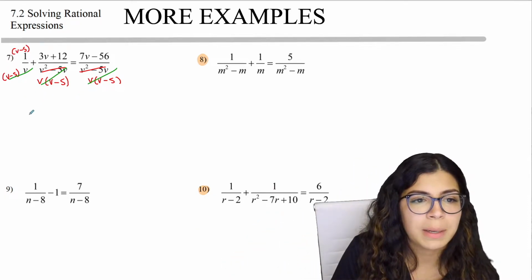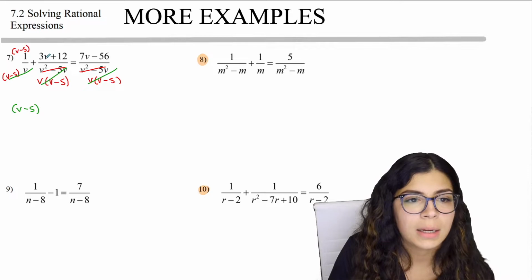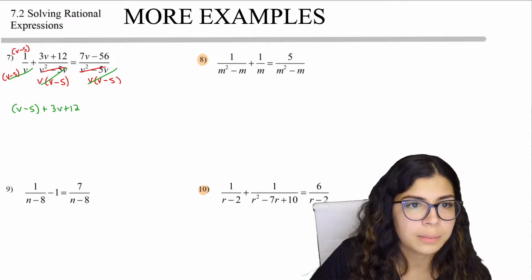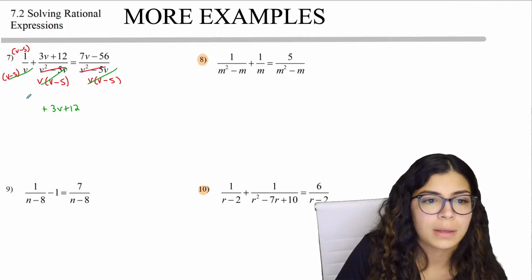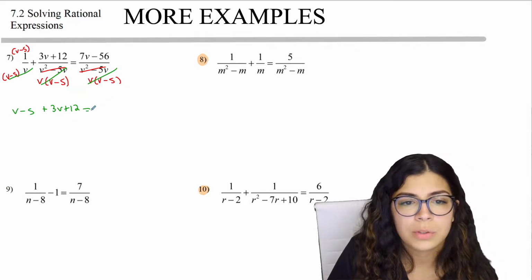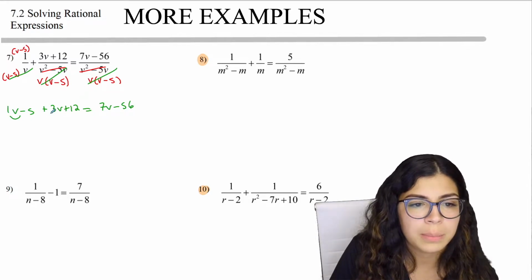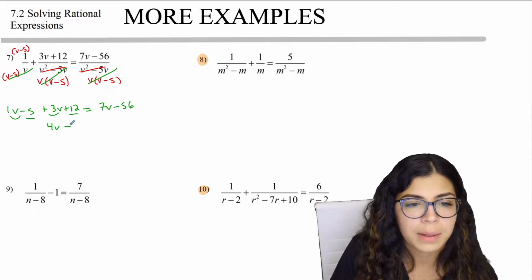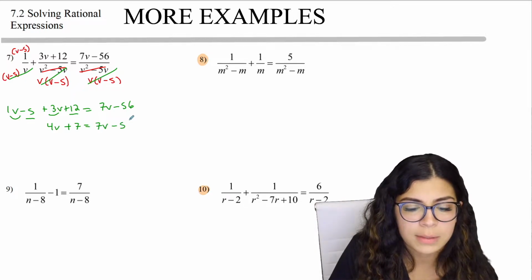So I have 1 times v minus 5, so that's v minus 5, and plus 3v plus 12. And I really don't need the parentheses here. So let me just rewrite that as v minus 5. And that's equal to 7v minus 56. So combining like terms, 1v plus 3v is 4v. Negative 5 plus 12 is positive 7. And on the right-hand side, we have 7v minus 56.